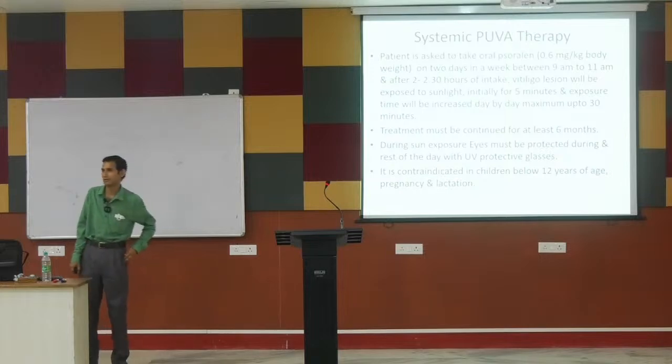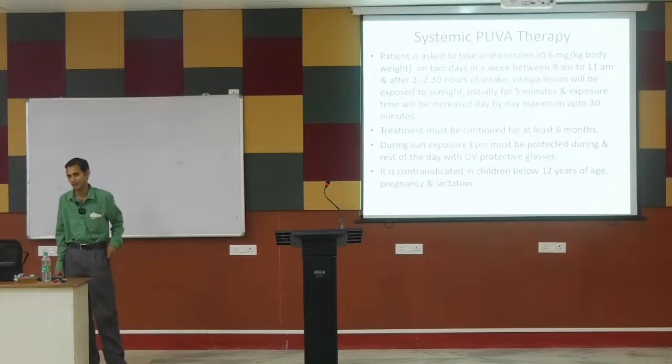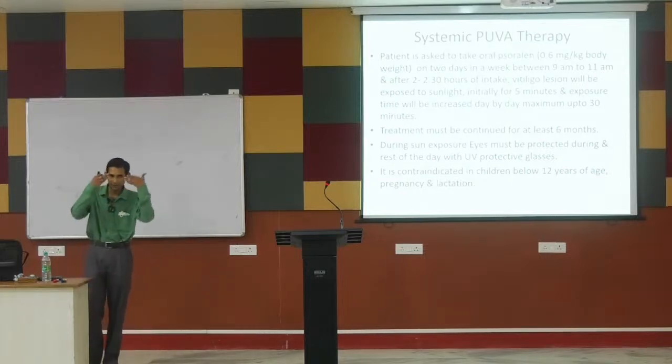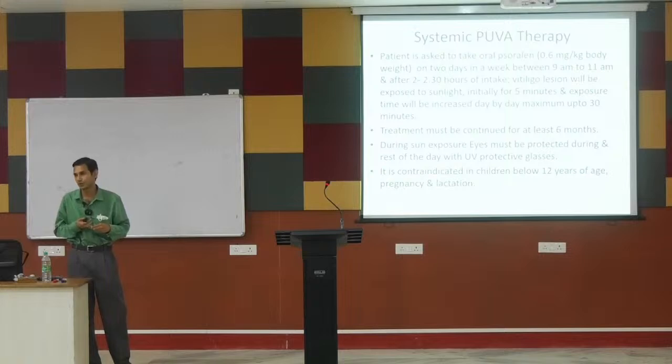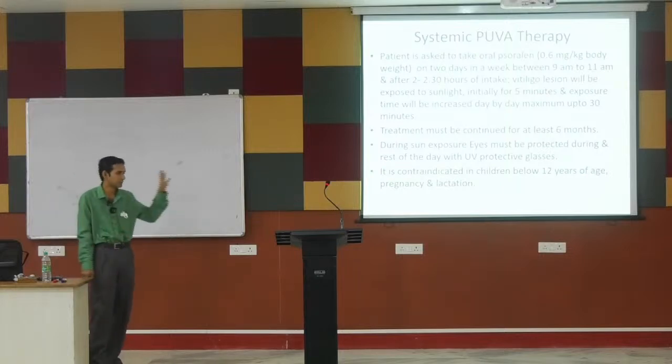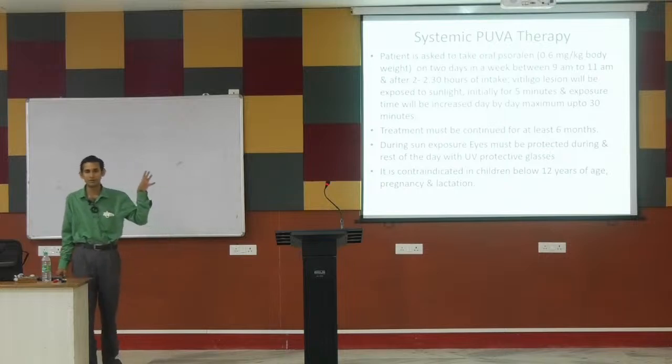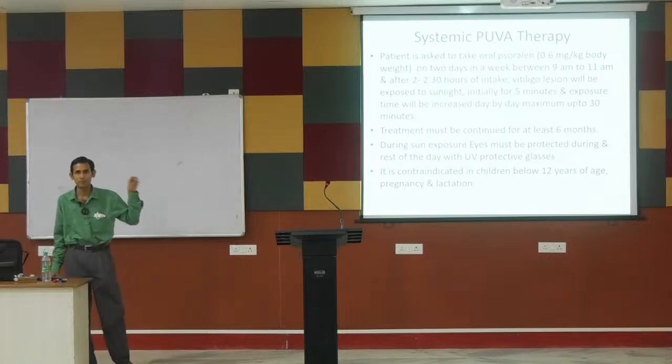Why is it contraindicated in children? Because of ocular toxicity. Not only nausea and vomiting, but the anterior capsule of the lens is not fully formed in this age group. There is a high chance of cataract formation or ocular toxicity. So systemic PUVA should not be given to children, particularly below 12 years of age. Systemic PUVA, as I have already told, should be given in generalized vitiligo, but the vitiligo should be stable, and the age factor is also most important. It can be given from 12 years onwards.